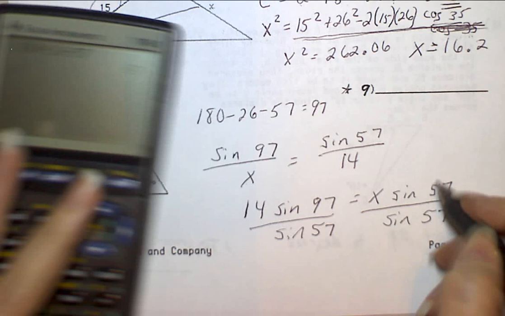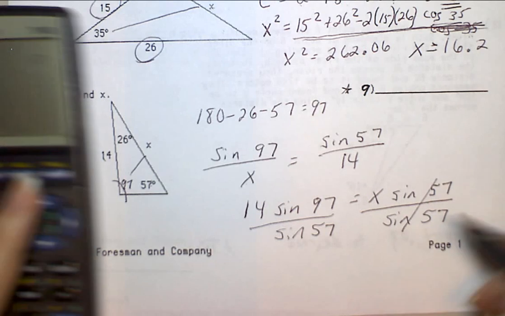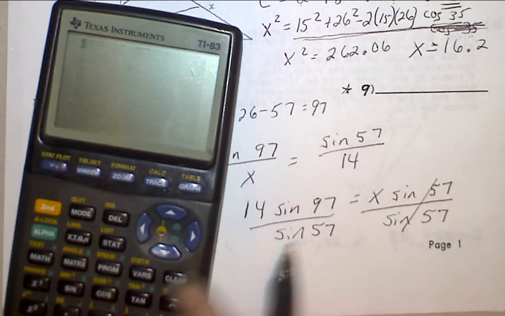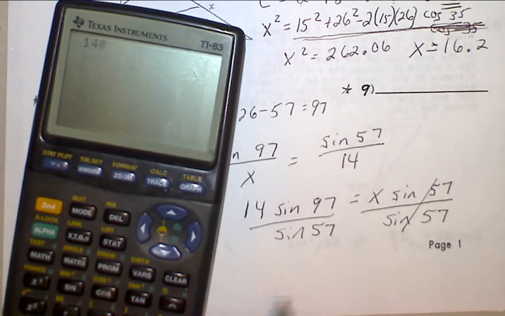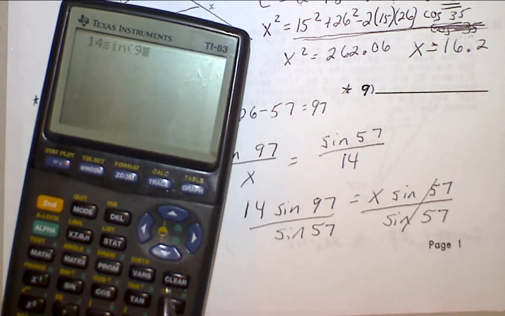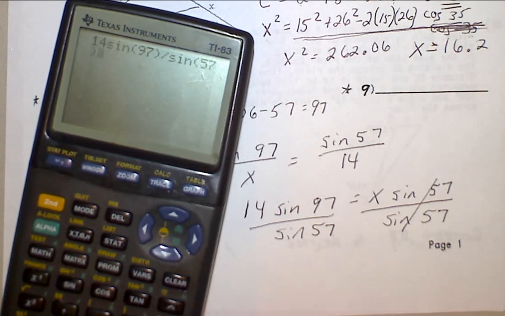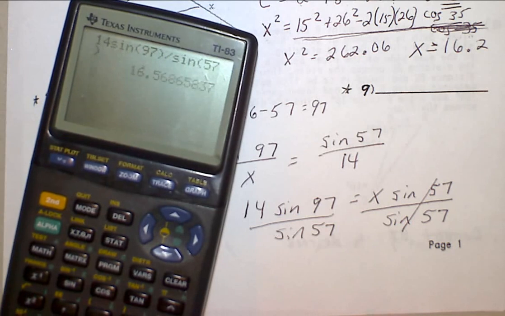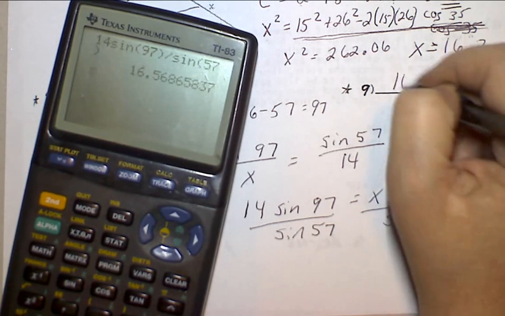So this cancels out. And then I will go 14 sine of 97 divided by sine of 57. And I get 16.6.